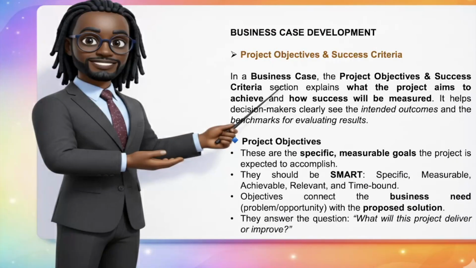Project objectives and success criteria. This section explains what the project aims to achieve and how success will be measured. It helps decision makers see intended outcomes and benchmarks for evaluation. Project objectives are specific, measurable goals the project is expected to accomplish. They should be SMART: specific, measurable, achievable, relevant, and time-bound. They connect the business need with the proposed solution.